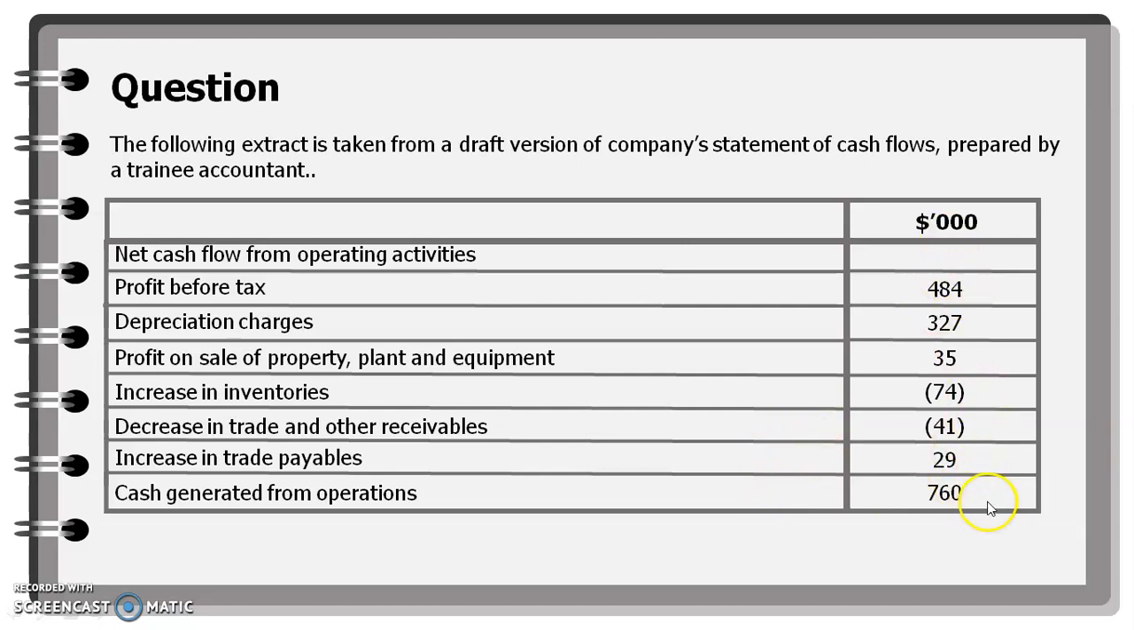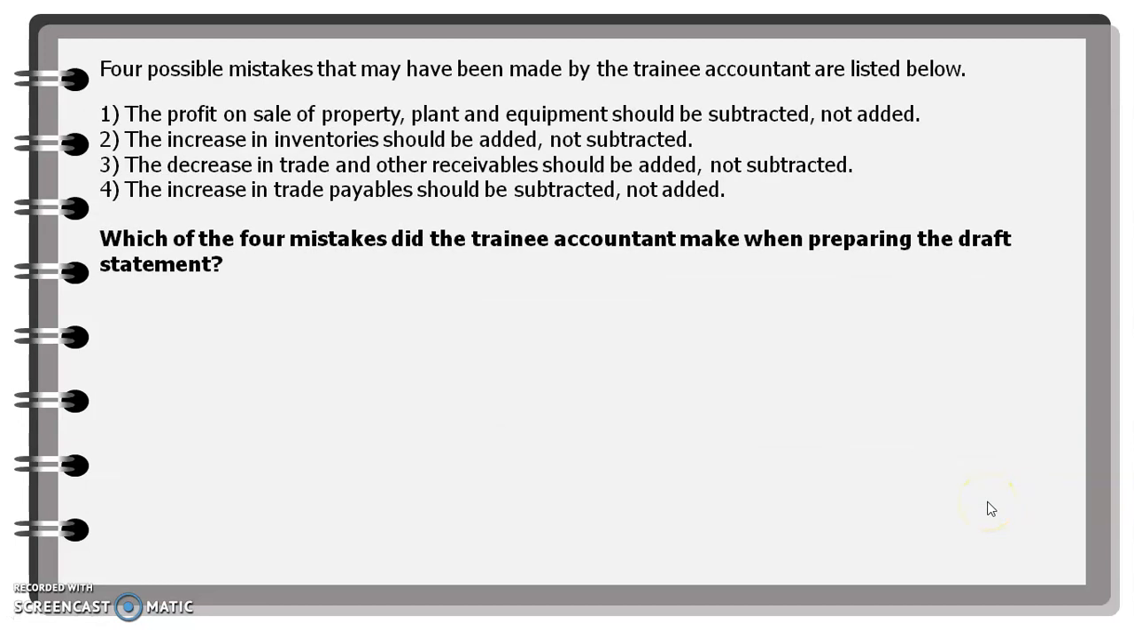Okay, let's see. Four possible mistakes that may have been made by the trainee accountant are listed below. The profit on sale of property, plant and equipment should be subtracted, not added. The increase in inventory should be added, not subtracted. The decrease in trade and other receivables should be added, not subtracted. The increase in trade payables should be subtracted, not added. Which of the four mistakes did the trainee accountant make when preparing the draft statement?